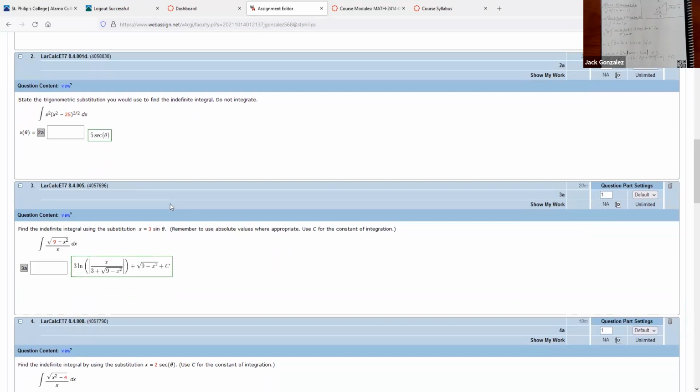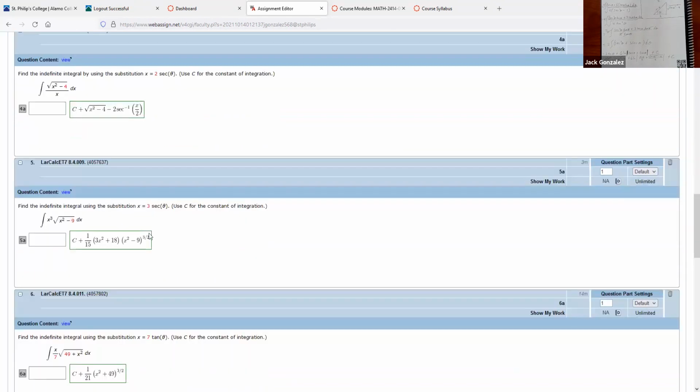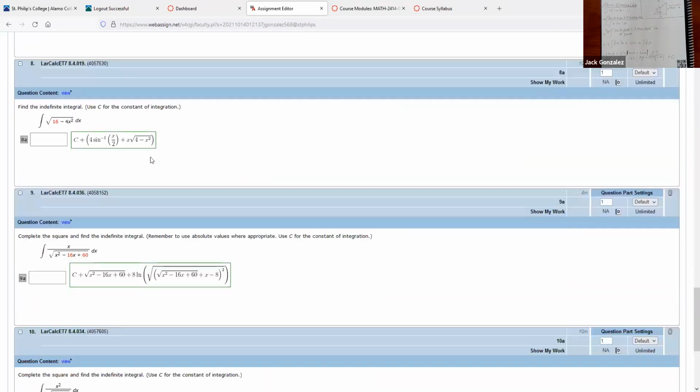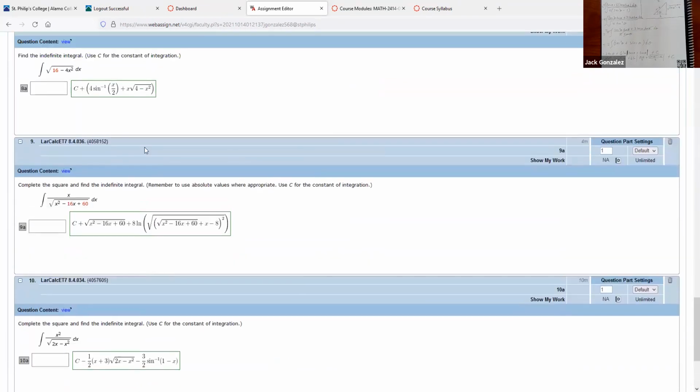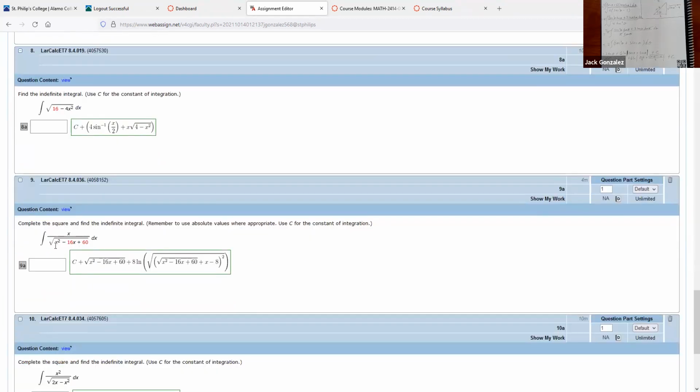Then when you get to number 3, they tell you what the sub is. They just want you to do it. So 3, 4, 5, 6, they tell you how to do it. It's not till number 8, 9, and 10 that they get to the hard ones, where they just say integrate and they don't tell you anything. So you need to figure out, okay, what is the sub going to be? Draw your triangle. And this one, just like the last one we did, or one of the last ones, with completing the square.